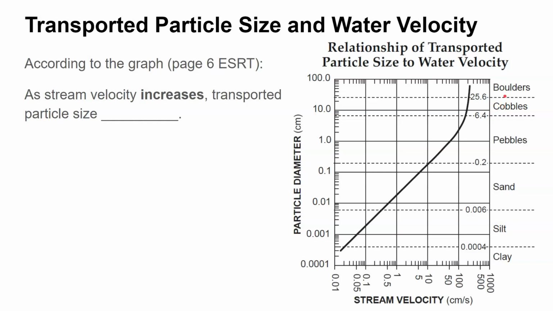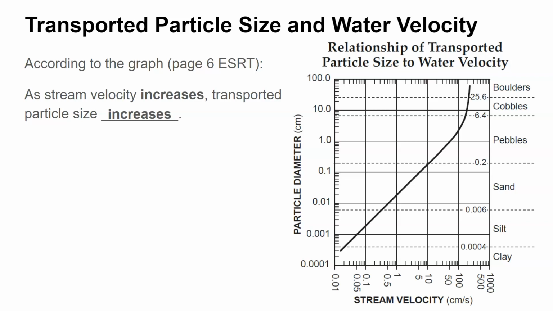As we can see, as we go down the y-axis on this diagram, the particles get smaller and smaller. The other important thing to point out on this diagram is the location of this black line. This black line shows us the relationship between particle size and stream velocity. As stream velocity increases, we move towards the right in this diagram, and transported particle size also increases.